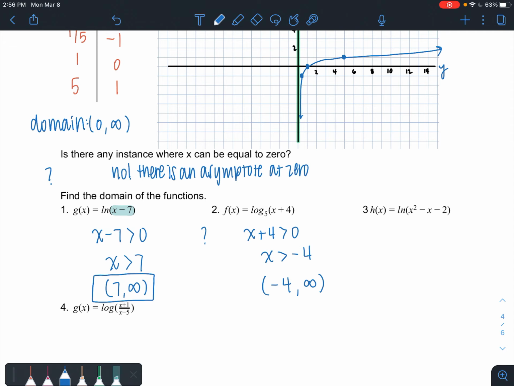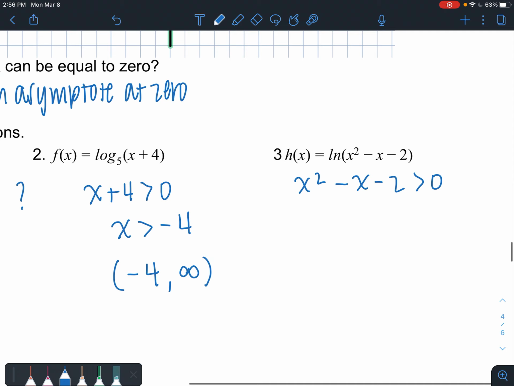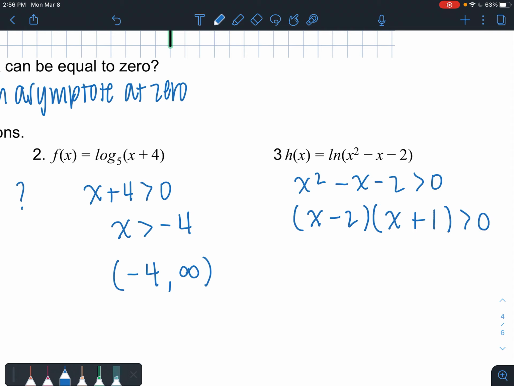All right, now for this next one here, I've got a factor, so I'm going to set x squared minus x minus 2 greater than 0. Now, two numbers that add to be -1 but multiply to be -2 are -2 and +1. So what I'm going to do is set x minus 2 equal to 0 and set x plus 1 equal to 0 and solve. So I get x equals 2 and x equals -1.